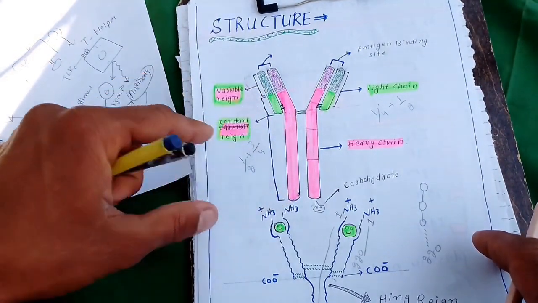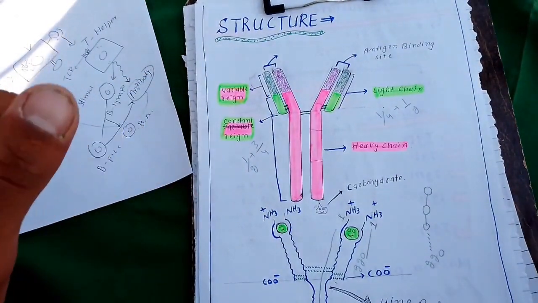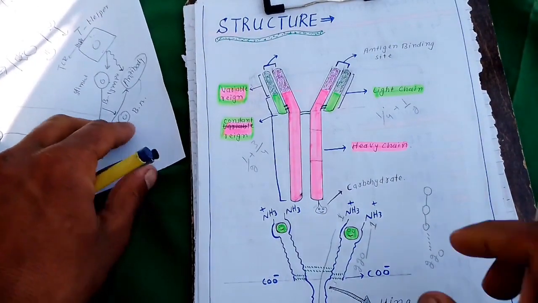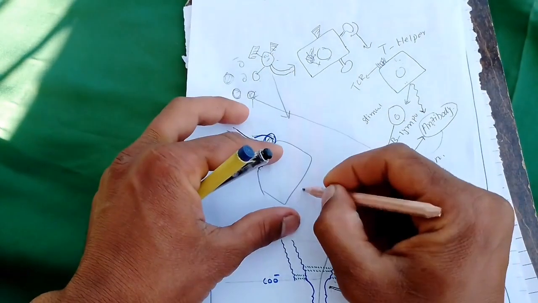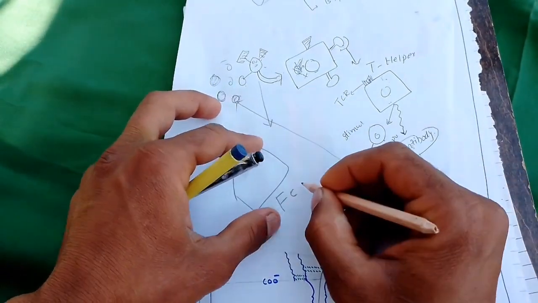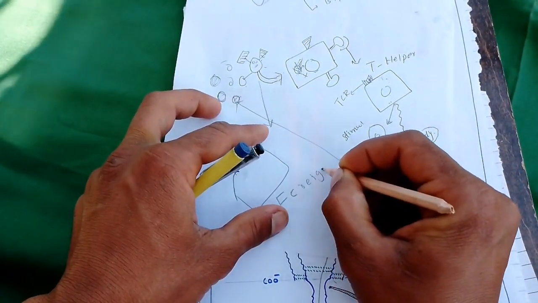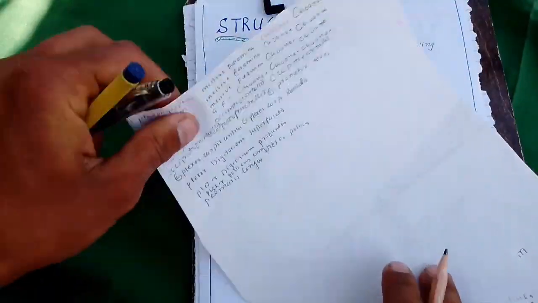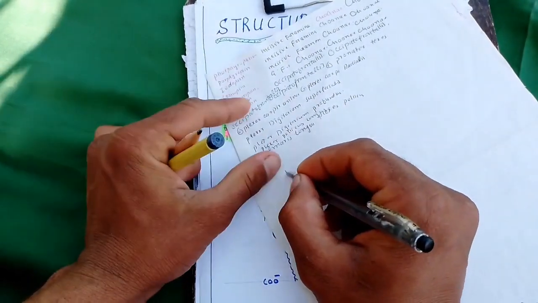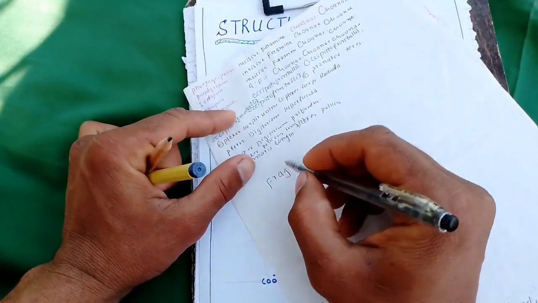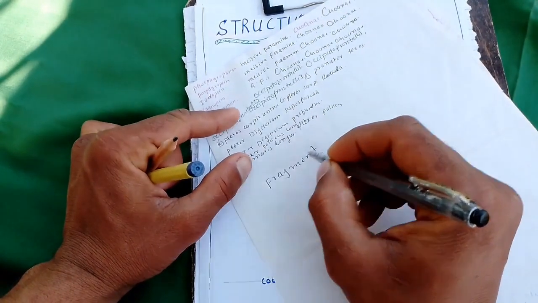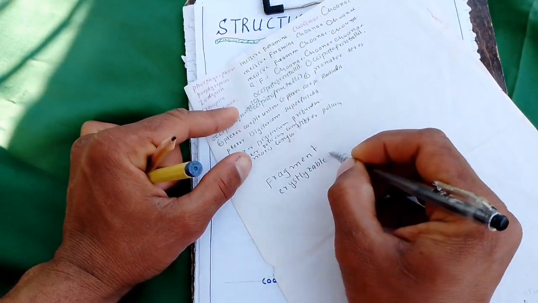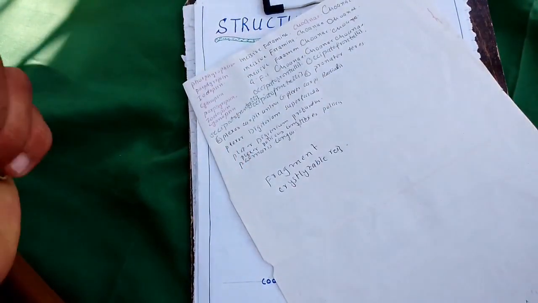Why is it also called the FC region? FC means fragment crystallizable. This is the crystallizable part. Why is it called the crystallizable region?